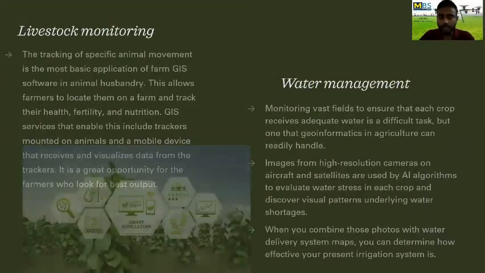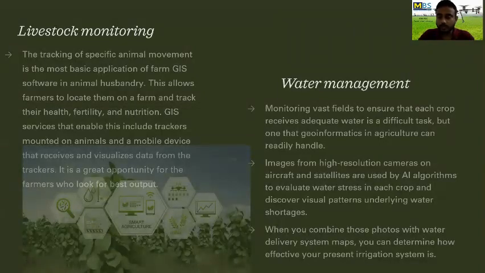So livestock monitoring is another important opportunity. Tracking animals is one of the crucial things in livestock farming. GIS helps to track the animals, and using the GIS, they can measure health, fertility and nutrition of the animal, and therefore farmers can easily act according to the data, and then they can get the best output from their animals.